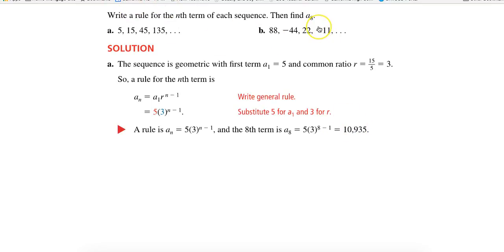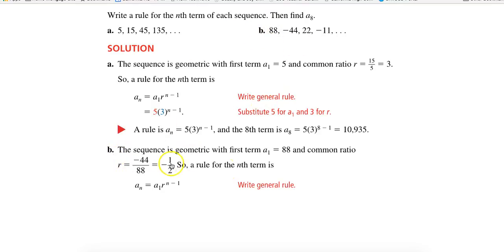Let's do one more example here before I give you some problems. So we've got our geometric sequence right here. So let's do that again. We know that our first term is 88 right here, and to figure out r, we just take one term and divide it by the previous. So here we take our second term divided by the first, so we get r equals -1/2. So to get our nth term formula, we just write out our general rule. Again, a1 times r to the n minus 1 power is our nth term rule.